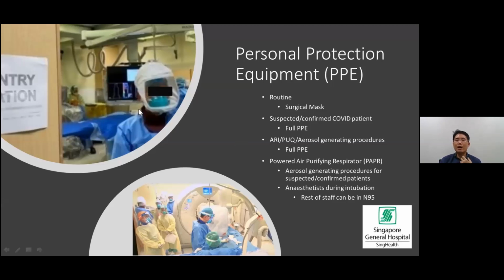Now, for PAPR, these are the things with the big hood and a motorized air filtration system, we only use it when you are doing aerosol generating procedures for patients with suspected or confirmed COVID-19. So let's say in this instance, when we are doing a bronchial artery embolization on a suspected patient, only the ICU team or the anesthetists are in PAPR because they're involved in the intubation and then in the airway management. The rest of us are just in PPE.